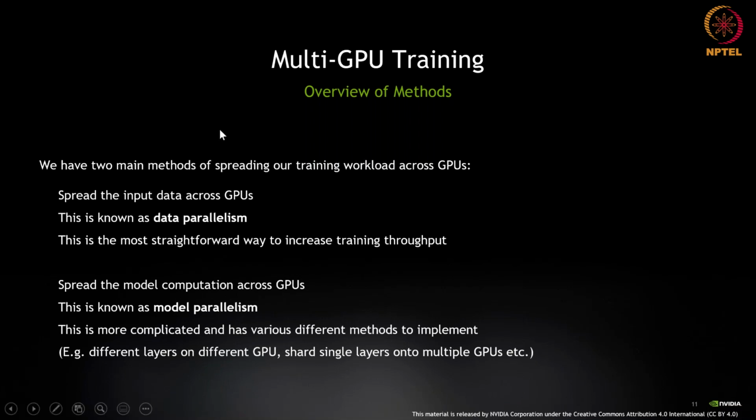The second approach is to split the model computation across the GPUs. This is also referred to as model parallelism, and it is a more complicated way, and there are various different methods to implement it. For example, you may put different layers of your network onto different GPUs, or sometimes you may also share a single layer across multiple GPUs. It is a much more complicated way to make it work. In this particular series, we are going to concentrate primarily on data parallelism, which is the most straightforward way of using multi-GPU training.